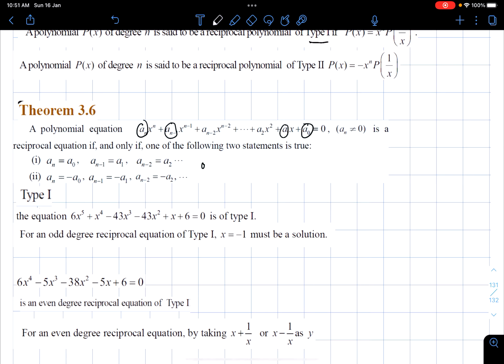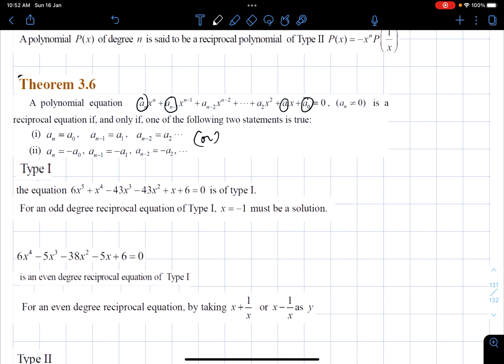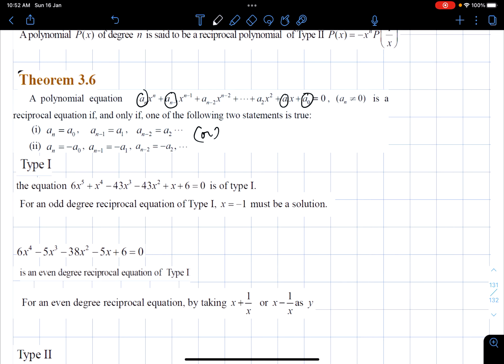Otherwise, they are dividing into two types. A n equal to minus a naught. So the first one is equal to minus a naught. Similarly, the second one equal to minus a1, and so on. Okay. So what is going to be our type 1? Type 1 has got two kinds of polynomial equations. You get even degree and odd degree. So in each of type 1 and type 2 you will get odd degree as well as even degree.